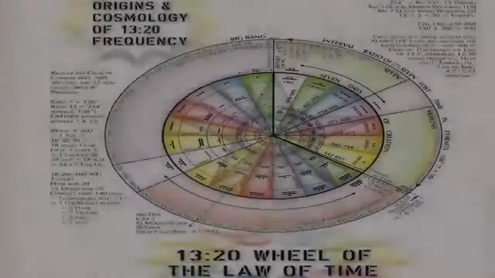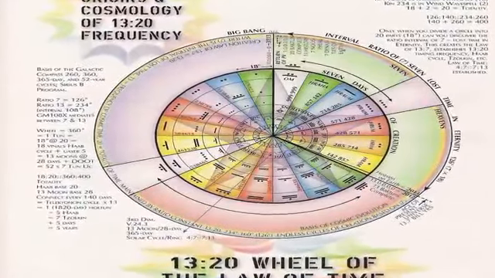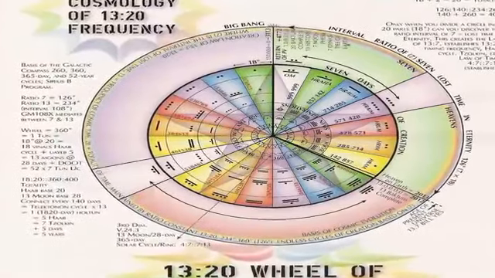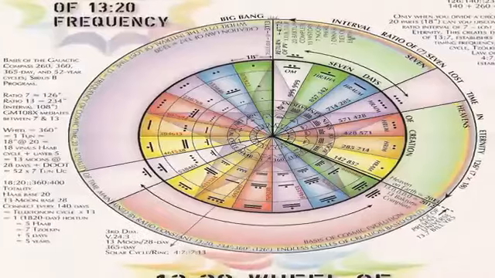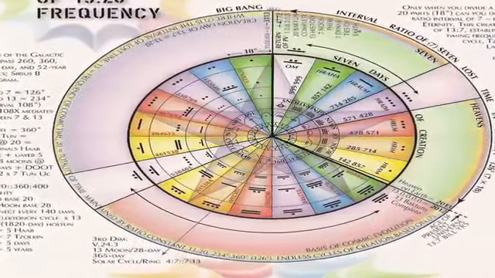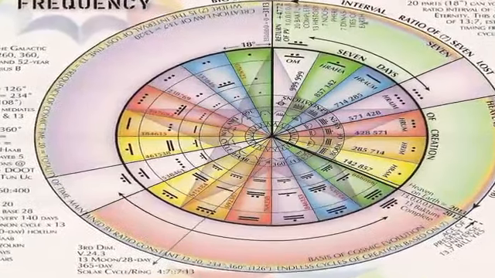All mathematics of the law of time are demonstrated in the wheel of the law of time, inclusive of the origins and cosmology of the 1320 frequency. To study the wheel of the law of time, visualize yourself inside the circle and focus on the number 7. Note that the 7 is implicit in the 13. It is also implicit between the 13 and 20.